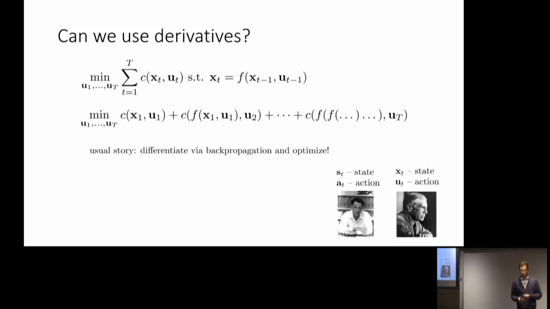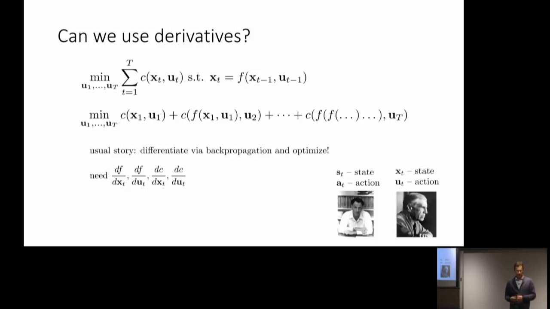If we want to use derivatives, it's the usual story with differentiable functions: differentiate via backpropagation and optimize. Compute the derivative of the objective with respect to your variables, which are U1 through UT, and then optimize the whole thing using some kind of gradient-based optimization method. Now, which derivatives do you need? You have only two types of functions in there, C's and F's, so you need the derivatives of C's and F's with respect to their arguments: df dx, df du, dc dx, and dc du. If you have access to these, then just by applying the chain rule gratuitously, you can compute the derivative of this whole objective with respect to your actions, and then take a step in the direction of that derivative.